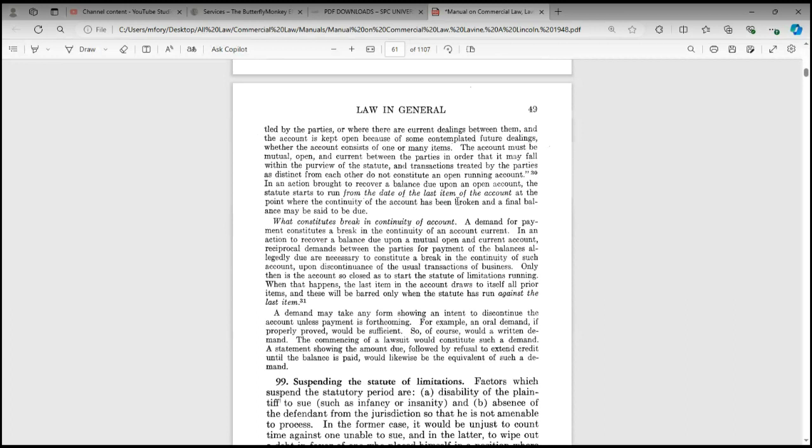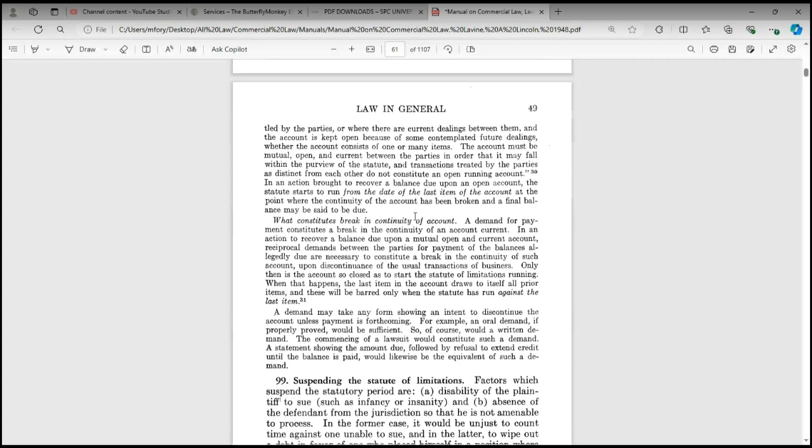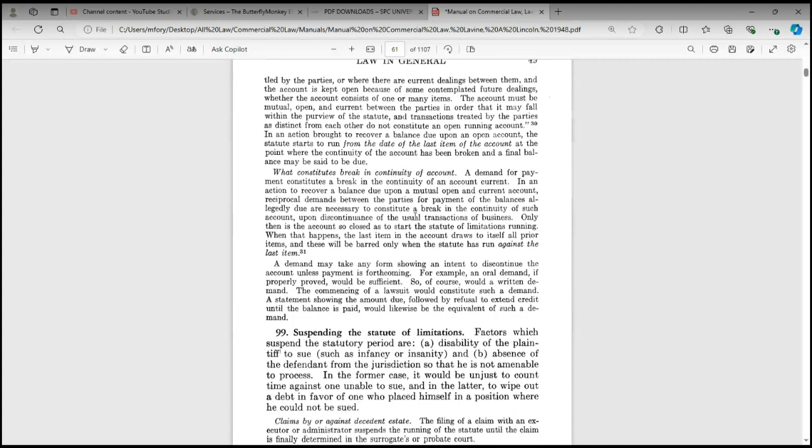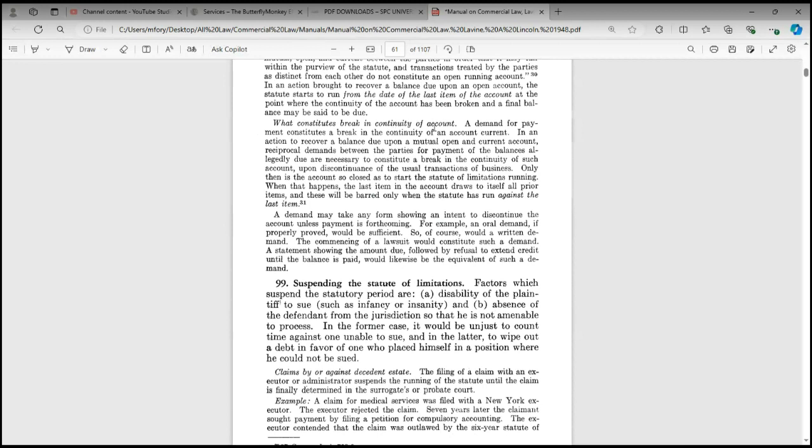In an action brought to recover a balance due upon an open account, the statute starts to run from the date of the last item in the account at the point where the continuity of the account has been broken, and the final balance may be said to be due. What constitutes a break in continuity of account? A demand for payment constitutes a break in the continuity of an account current.